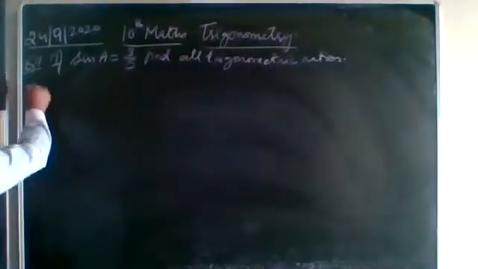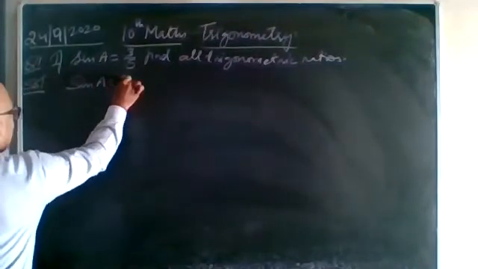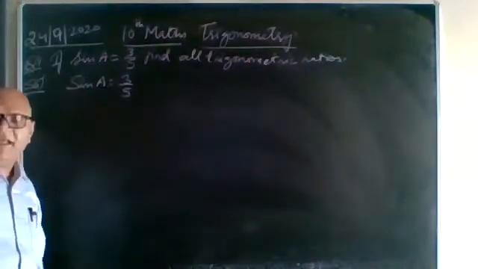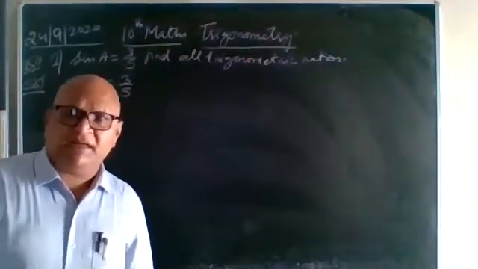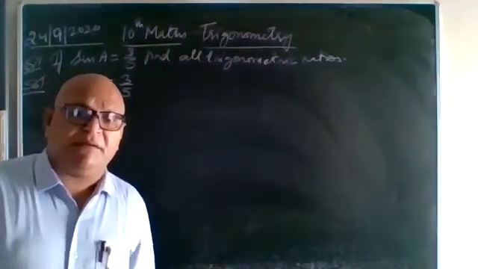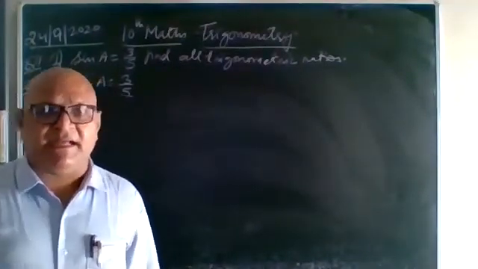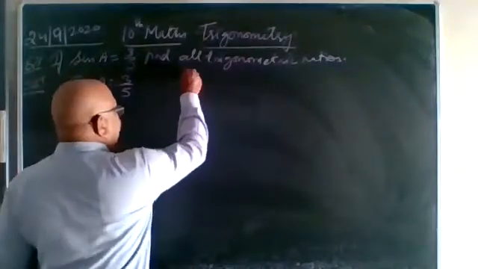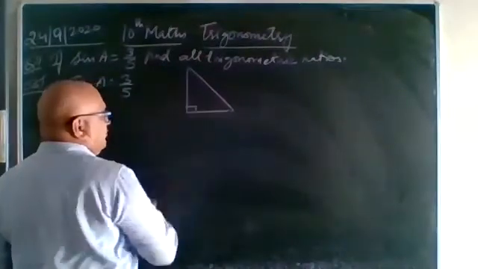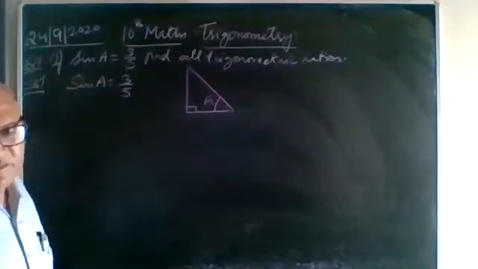Now, solution. Sine A equal to 3 upon 5. Sine theta, sine alpha, sine beta, anything can be represented, so don't confuse with that. Now, when some students make the figure, when you are making a right angle triangle, suppose this is a right angle triangle. Now, what is A? This is A. In place of theta, you can write A.